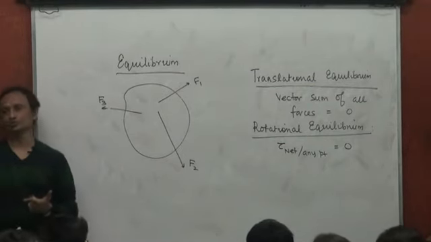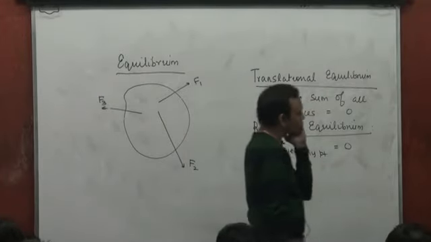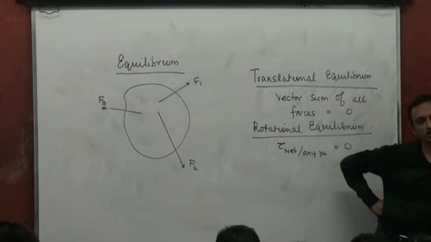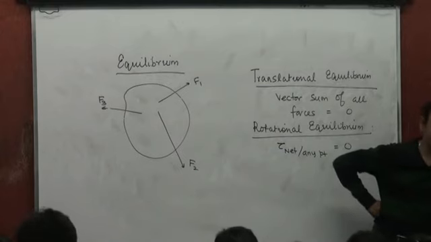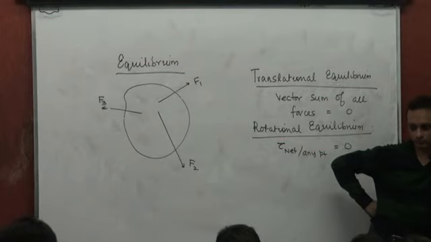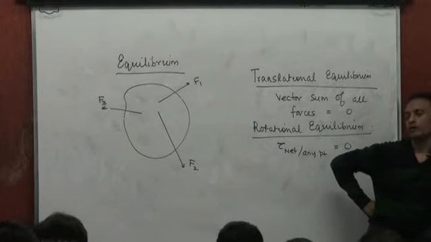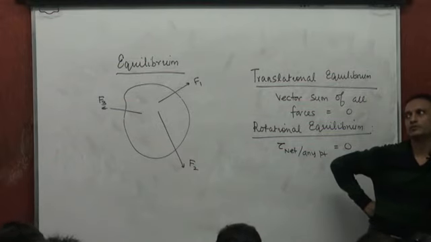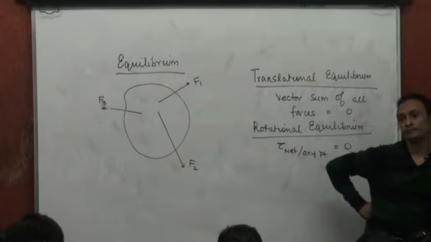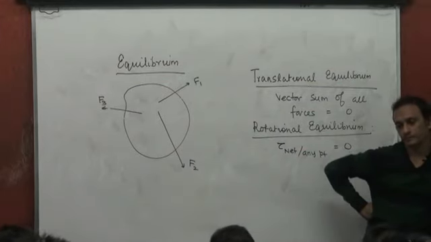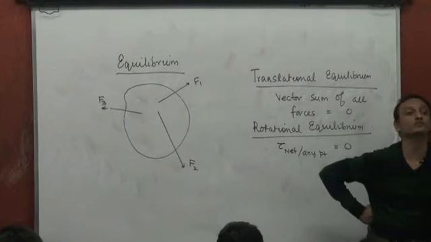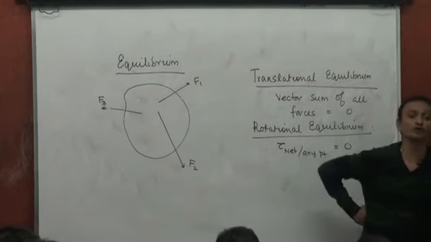Now, one important fact that you might want to jot down: if a body is found to be in translational equilibrium, and if the net torque about one point is zero, then the net torque about any other point will also be 0.